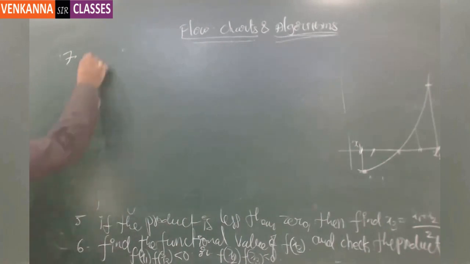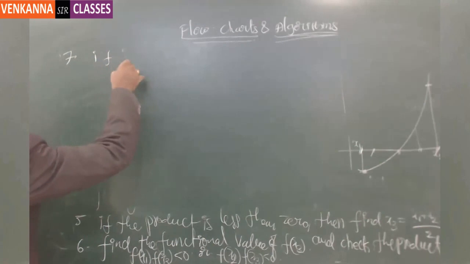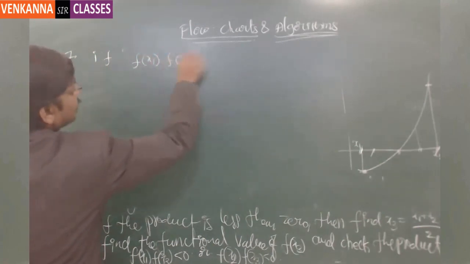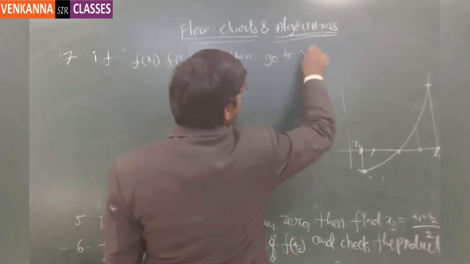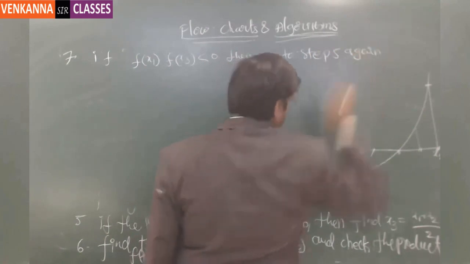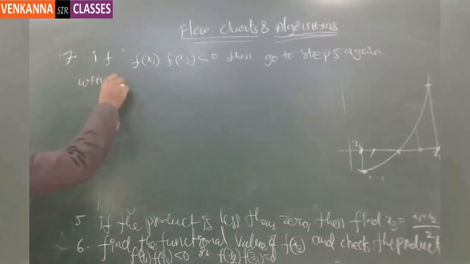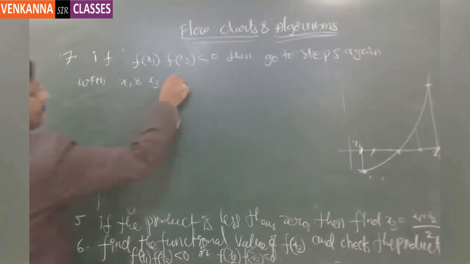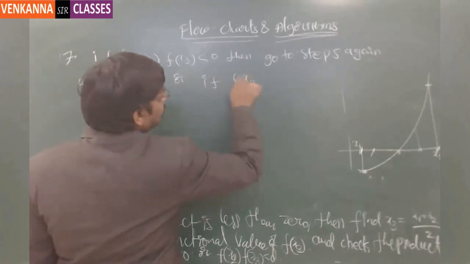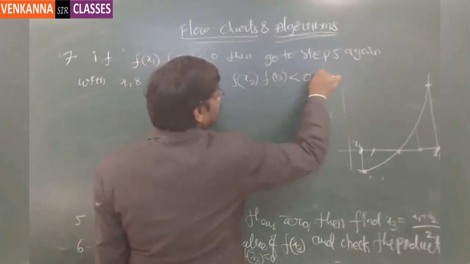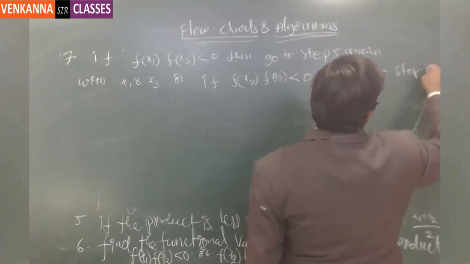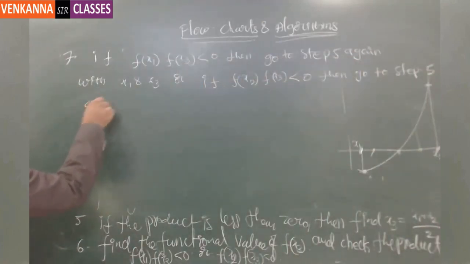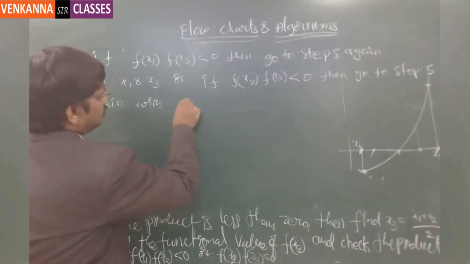So now, if f of x1 into f of x3 is less than 0, then repeat or go to step 5 again with x1 and x3, or if f of x2 into f of x3 is less than 0, then go to step 5 again with x2 and x3.